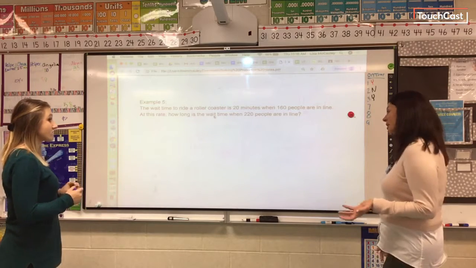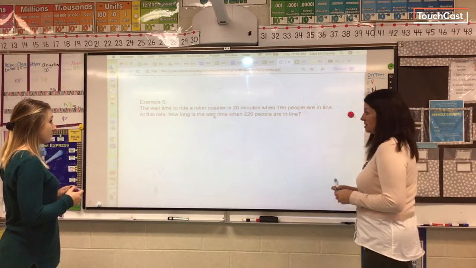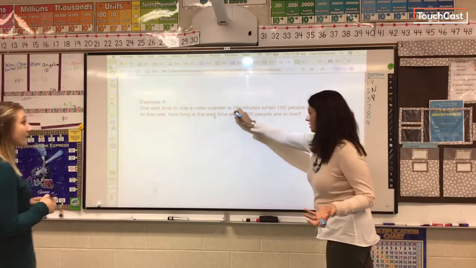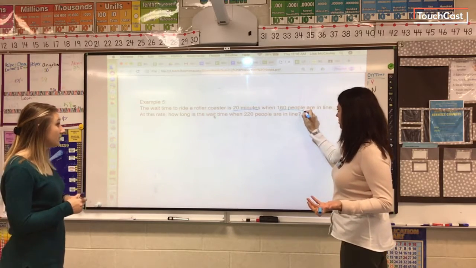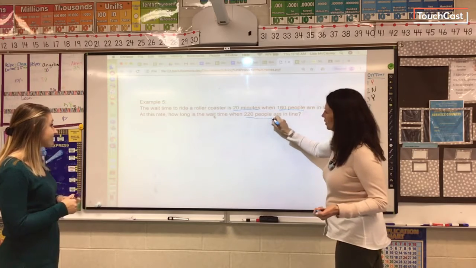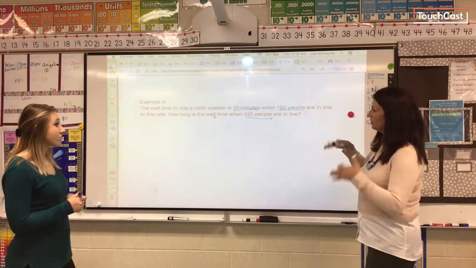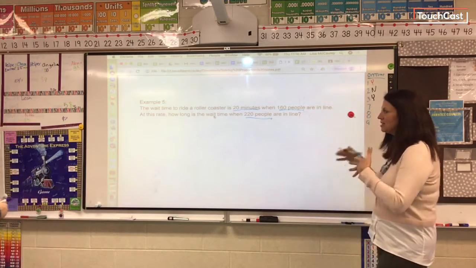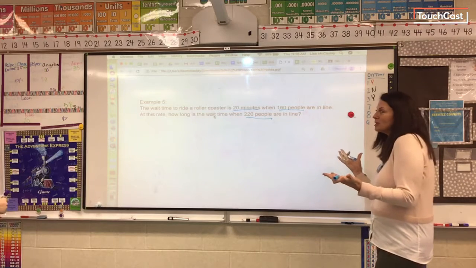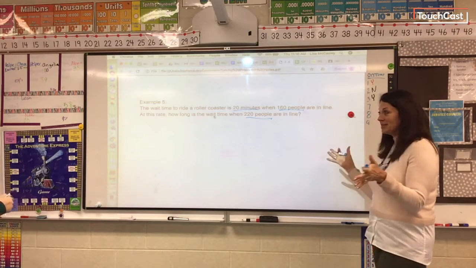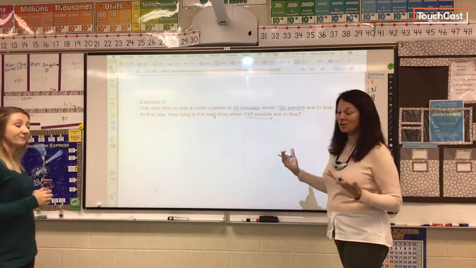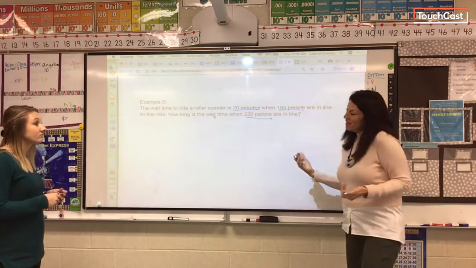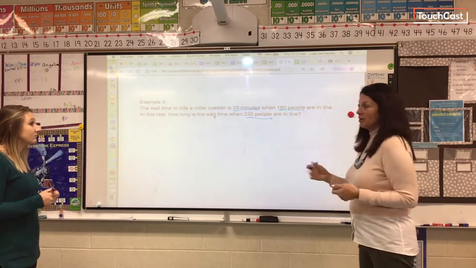Well, I would underline or highlight, if I was on good notes, the things that are important, and obviously the numbers are going to be important. So there's 20 minutes and 160 people, and then 220 people. So I know that I've got 3 out of 4 pieces. I also know that my lesson is on proportion, so most likely I'm going to need to set up a proportion, and I'm going to have 3 out of the 4 pieces of info. One's going to be missing, and that probably tells me that I'm going to need a variable.